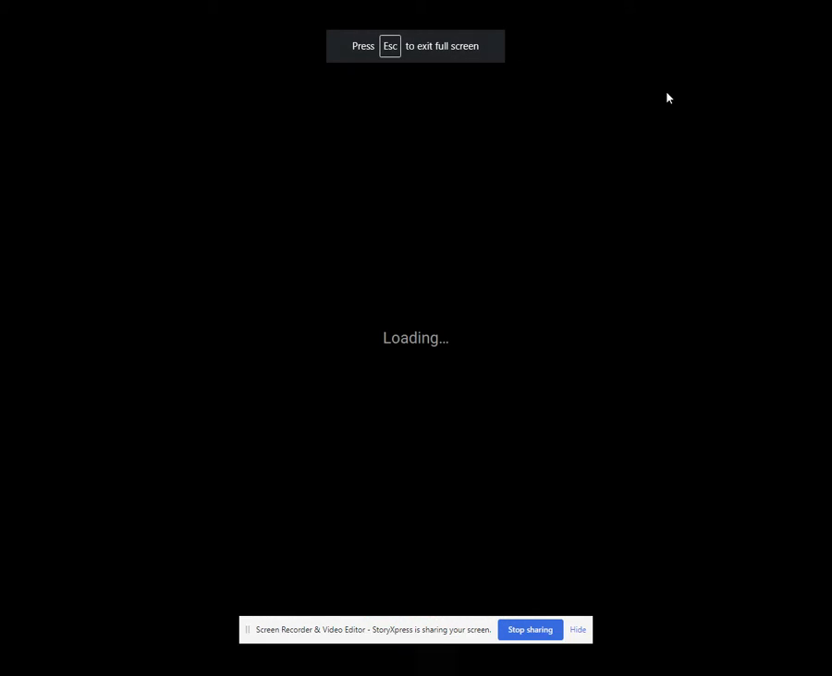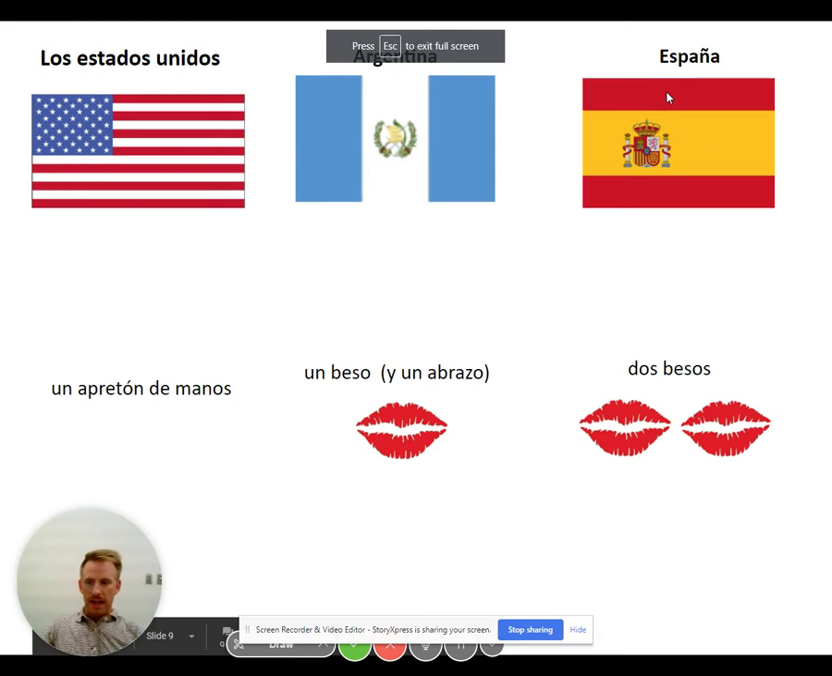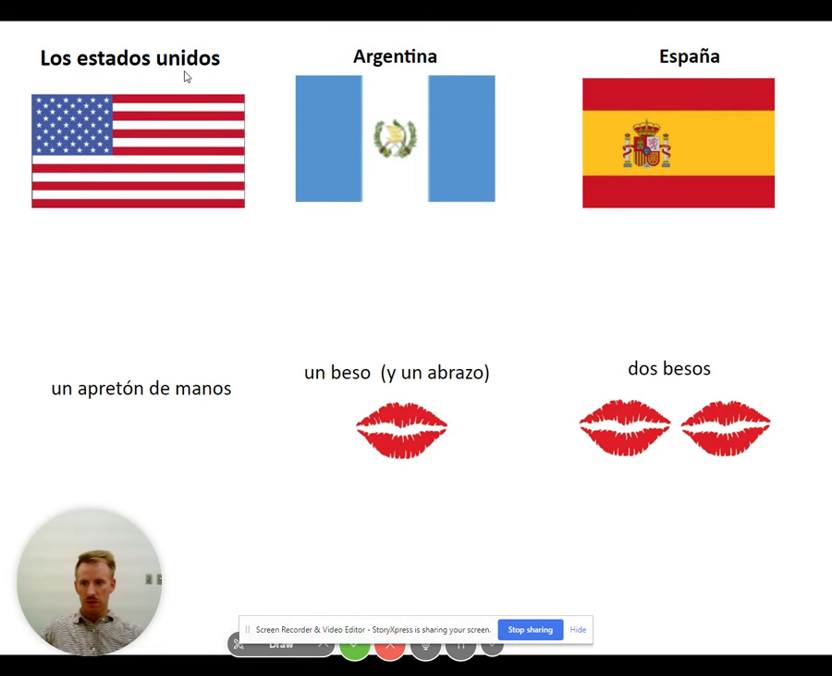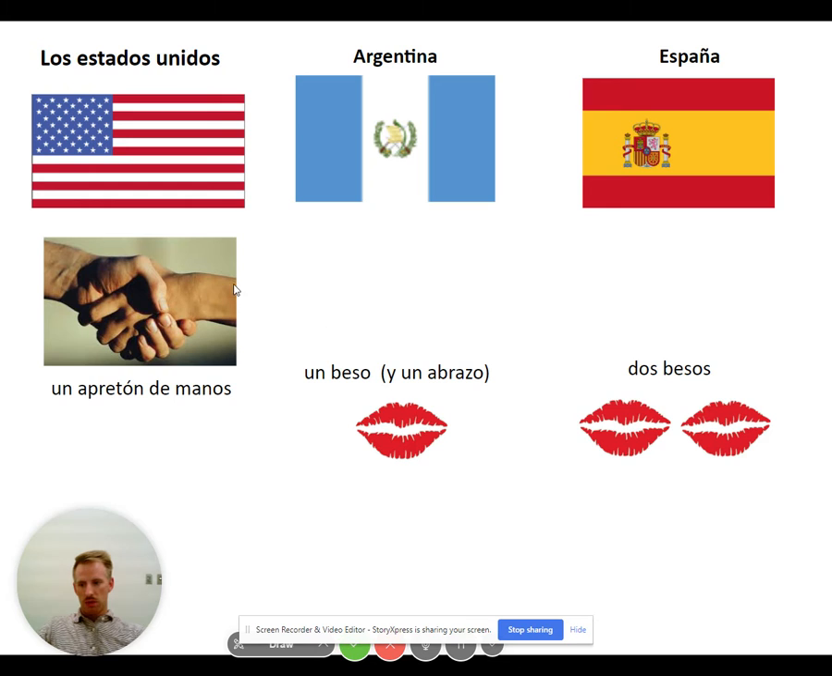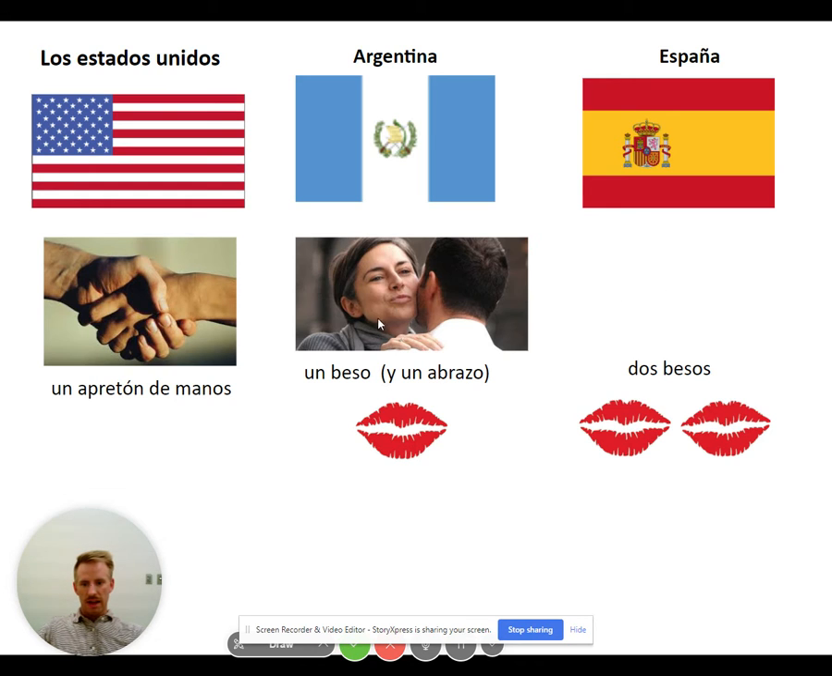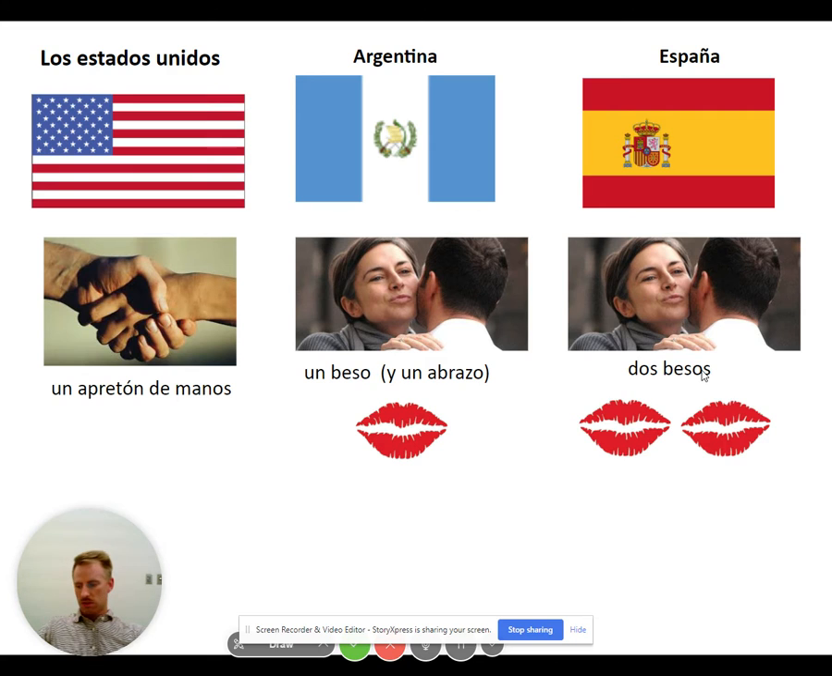Hay diferentes formas, diferentes maneras de introducirse en diferentes países. Por ejemplo, en los Estados Unidos damos un apretón de manos. En Argentina ellos se dan un beso. Y en España dan 2 besos. Ahora, lo que dije a la clase, what I said to my class, is in Spanish, if you learn 1 word, you might as well learn 2 words or 3 words.